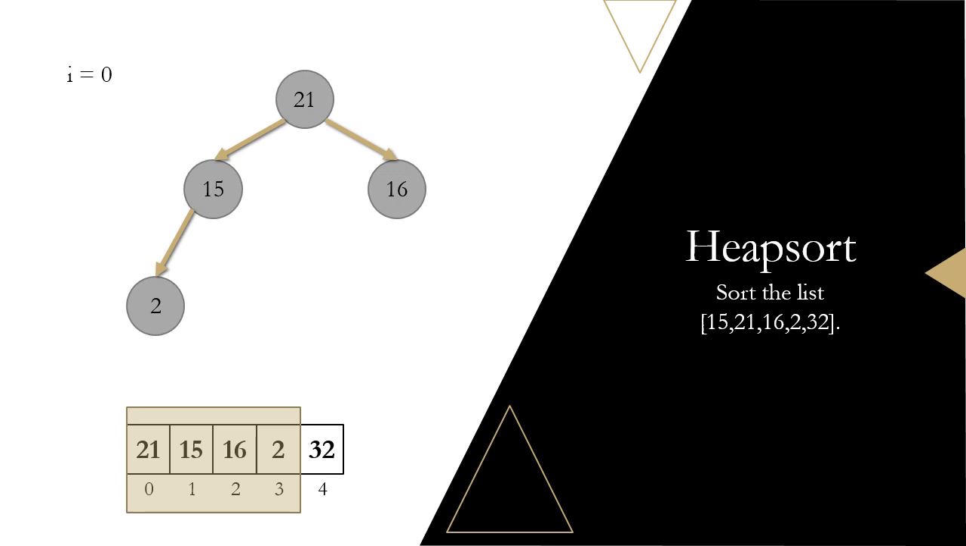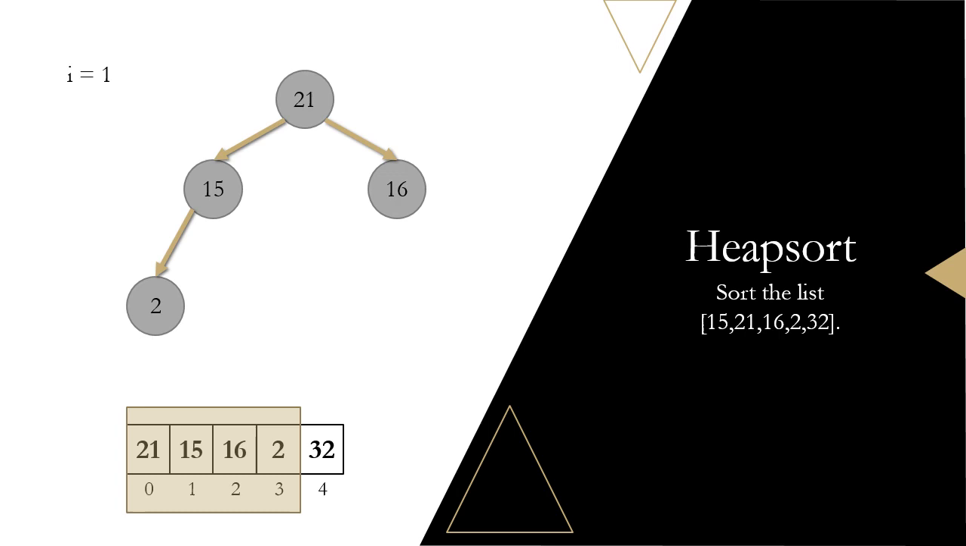Now again, I look at the child of 15. 2. Does 15 need to sink more? No. Look at the list. The list has actually adjusted according to my swaps. So all that I wanted to do for i equals 0 has now been done. i is now taken to 1.